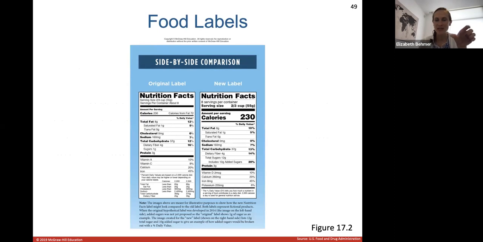So here's a look at the original food label, the 1968 version, and then we have a new label which highlights, in bold, the calories a little bit bigger, and it also highlights in bold what an average serving size should be for this particular item you're eating. So it tries to make it a little easier to look right away at the calories and then what a serving size should be.